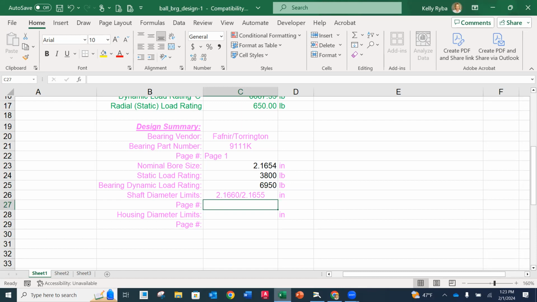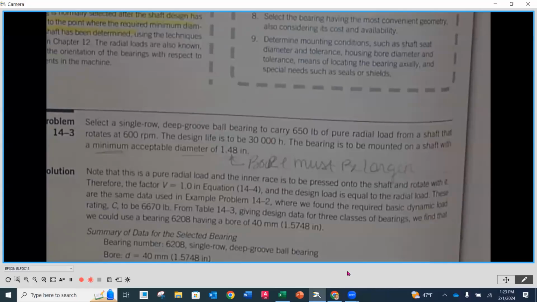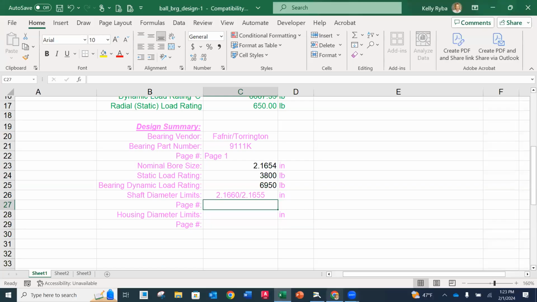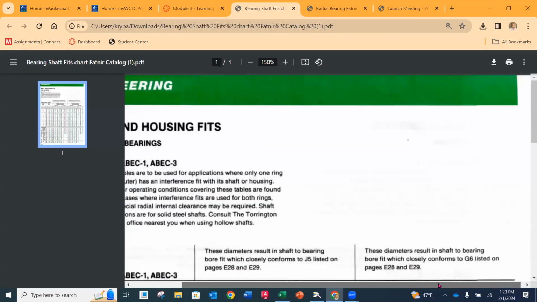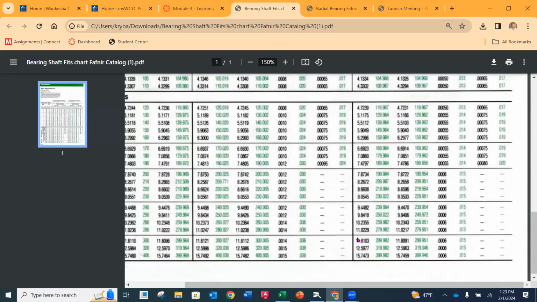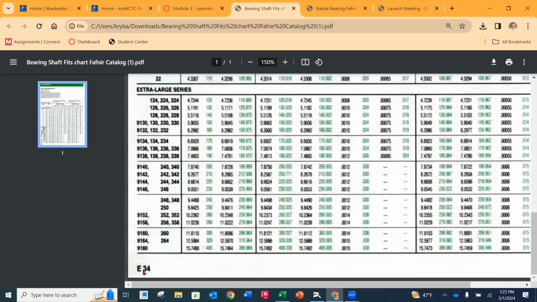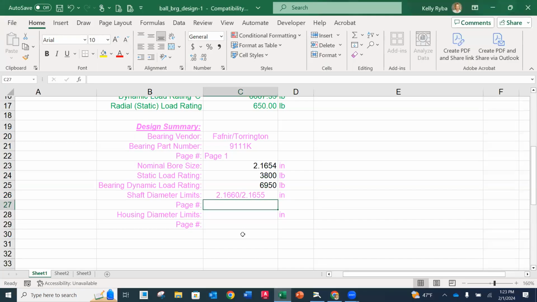And then what page is that on? I hope I didn't cut that off of this one. Let's see. There is only one page. Yeah, it's either 34 or 36. E34. Yep, down in the left-hand corner. Write that because truly you would be finding this in a catalog. E34.